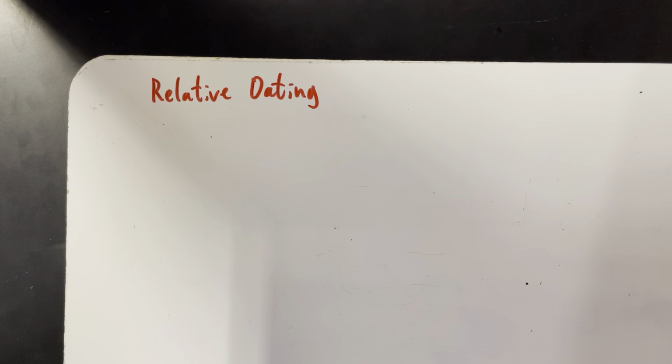How do you know how old fossils are? Well, we're going to do some dating. Carbon dating, yeah. We're going to do two types. First we'll do relative dating. Relative dating is one of those kind of no duh style moments, but it's worth mentioning.